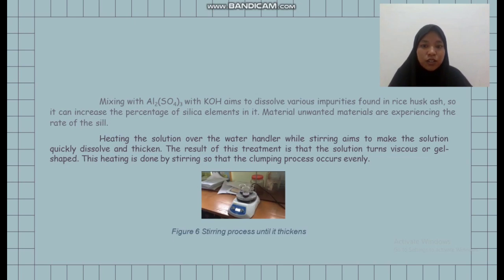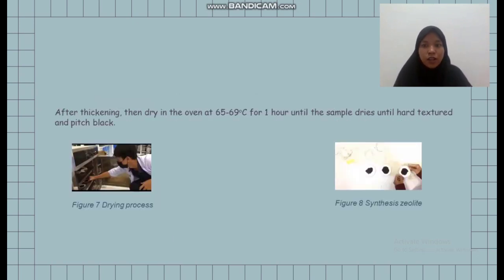Heating the solution over a water bath while stirring aims to make the solution quickly dissolve and thicken. The result of this treatment is that the solution turns viscous or gel-shaped. This heating is done by stirring so that the clumping process occurs evenly. After thickening, then dry in the oven at 65 to 69 degrees Celsius for 1 hour until the sample dries, until it has a hard texture and is pitch black.